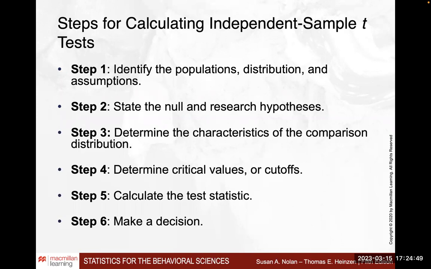So these are the null and research hypothesis. The research hypothesis then is that there is a difference, or with a one-tailed hypothesis, you have a directional difference. And we have done that. We can do this today again. Then you determine the characteristics of the comparison distribution.